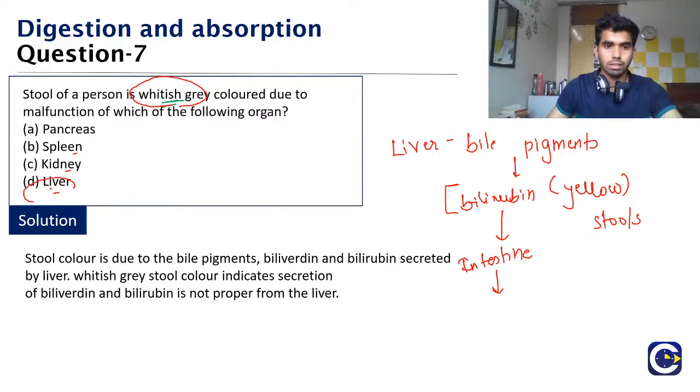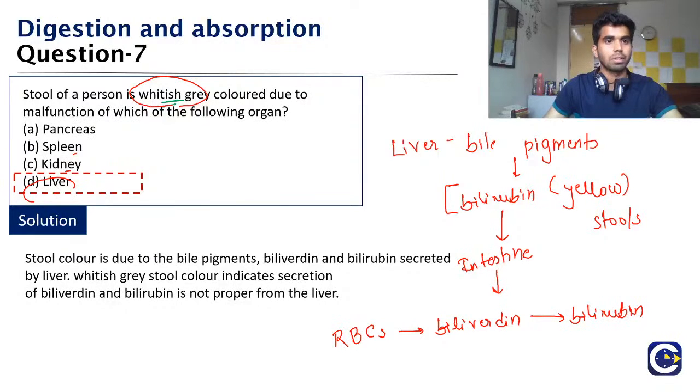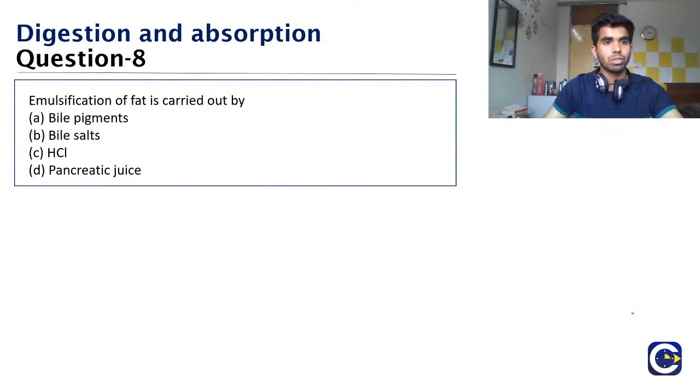That is option D. And one more thing is that bilirubin is formed by breakdown of old RBCs. RBCs are broken down and biliverdin is formed. Then this biliverdin is changed into bilirubin in the liver, and then it is excreted in the small intestine, and this gives yellow color to the stool. Yes, all of you were correct. So the option is option D, liver. Now moving to the next question, question number 8.